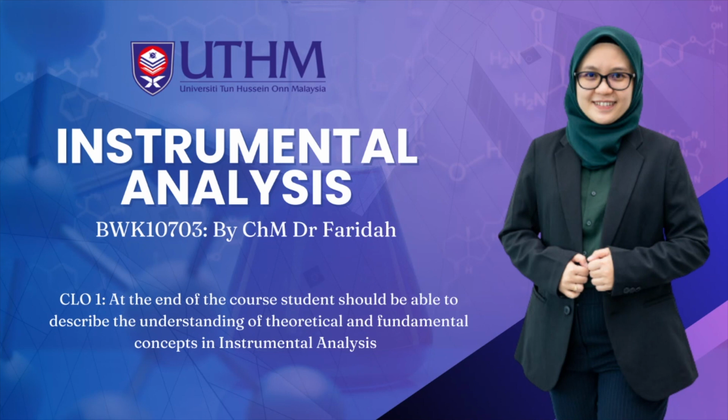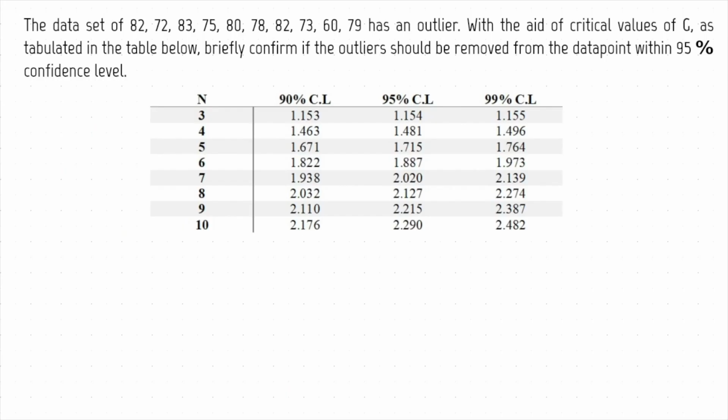In this week's video, I'm going to explain the numerical question asked in Test 1. So let's get started. Question number 1. The data set of the listed values has an outlier. With the aid of the critical value of G as tabulated in the table below, briefly confirm if the outlier should be removed from the data points within a 95% confidence level.